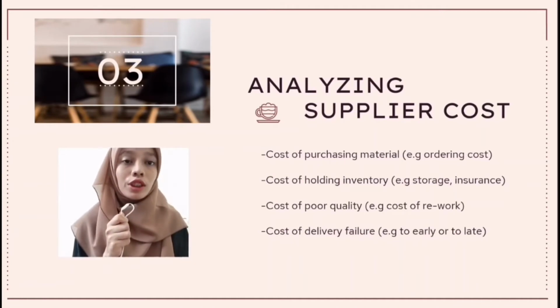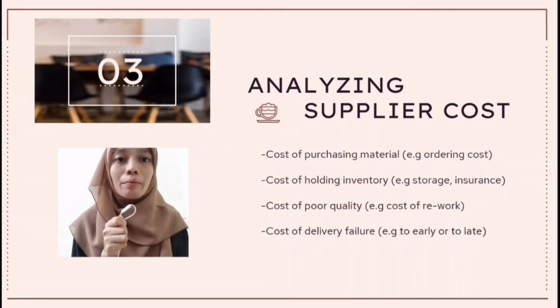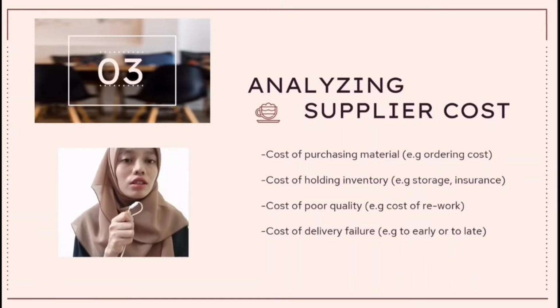Next, we move to the third element of managing suppliers. The third element is analyzing supplier costs. There are 4 costs that should be analyzed for supplier costs, which is first, cost of purchasing material. The example of cost of purchasing material is ordering cost. The next cost that should be analyzed is cost of holding inventory. The example is storage and insurance.